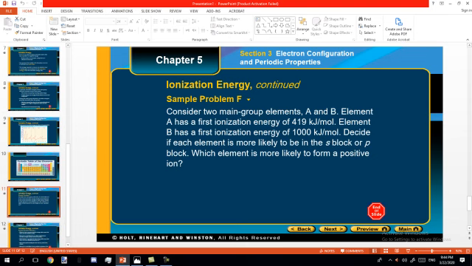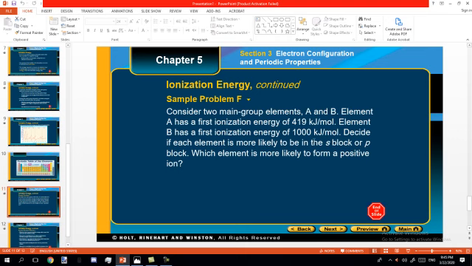Now look at this question. Consider two main group elements, A and B. Element A has a first ionization energy of 419 kilojoule per mole. Element B has a first ionization energy of 1000 kilojoule per mole. So element A has lower ionization energy, meaning it can lose an electron easily. But as you noticed, element B has higher ionization energy, so it needs more energy to remove the electron, meaning it's difficult to remove the electron from it.